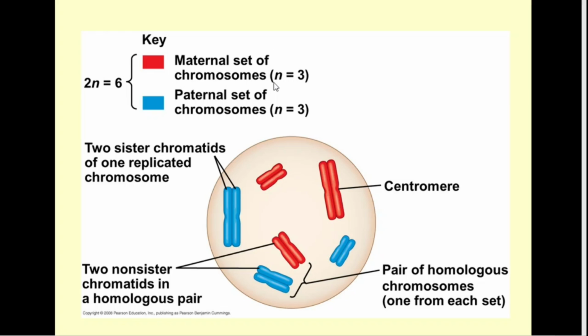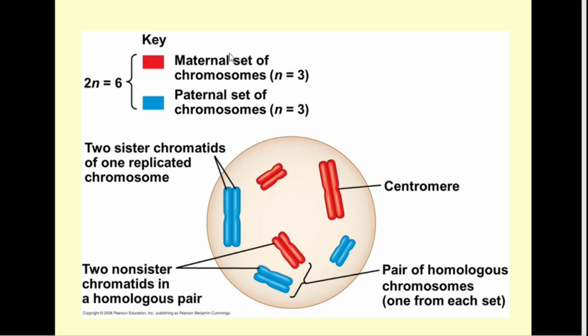If we wanted to write down the chromosome number for this species, we would say that N, so in biology and ecology, you often see the letter N that just denotes a population or a number of something, N equals 3. What that tells us is that a complete set of chromosomes for this species is 3. All of the instructions for building that organism are contained within 3 chromosomes.